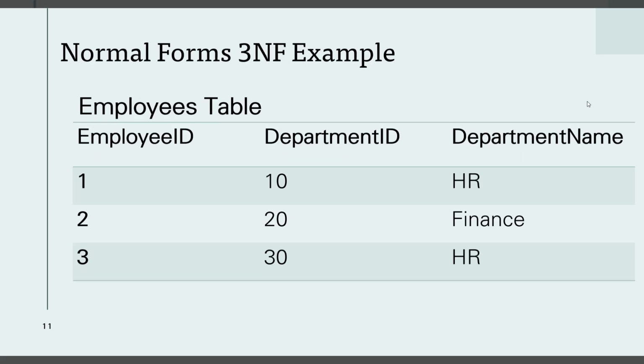This is an example of a third normal form violation. The department name field depends on department ID, not directly on the employee ID, which is the primary key. This creates a transitive dependency between non-key fields. As a result, the same department information is repeated across multiple rows. To meet third normal form, department names should be moved to a separate department table.